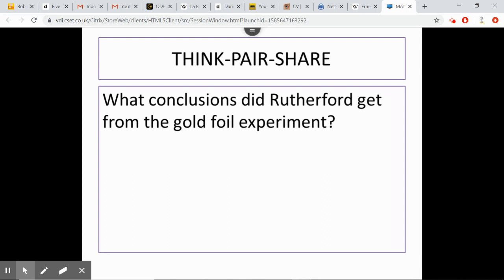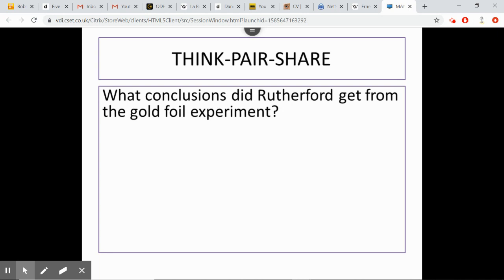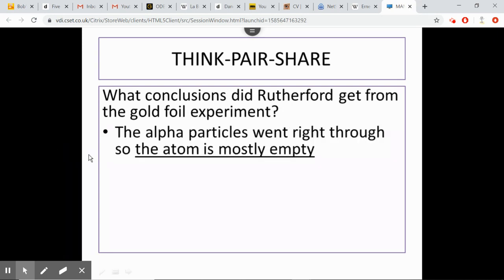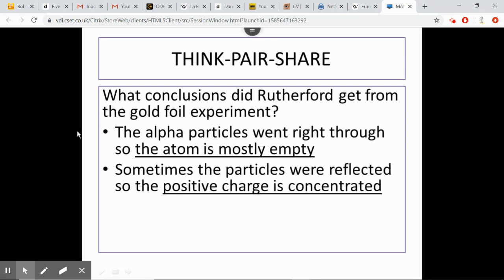Okay, hopefully you've had a quick go at that. Let's have a look at the answers. Well, the alpha particles went right through, so the atom is mostly empty. This is the first conclusion that Rutherford could make. The atom is mostly empty space because those alpha particles went right the way through. Second conclusion, sometimes the particles were reflected so that the positive charge is concentrated. This is where the idea of the nucleus came from.